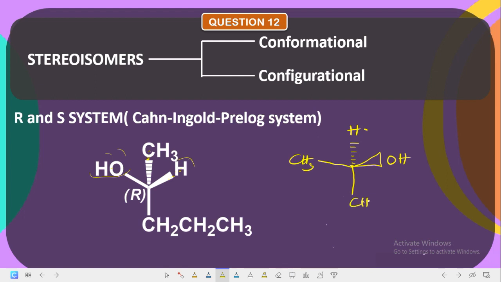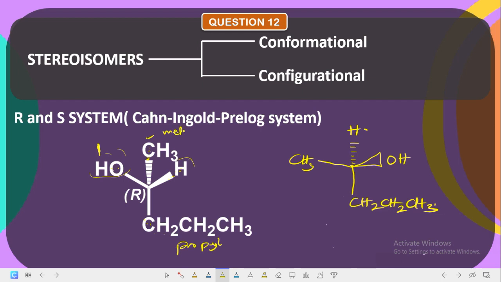Then we now have CH2, CH2, CH3. Now, which of them has the higher priority? If you look at here, what do you have here? Carbon, oxygen, carbon. Between oxygen, carbon, and carbon, the one with the higher atomic number is oxygen. So oxygen will be number 1 according to the priority system. Is that okay? Now you have carbon and carbon. When you look at them, these are alkyl groups. This one, 1, 2, 3, is propyl, and this other one is methyl.